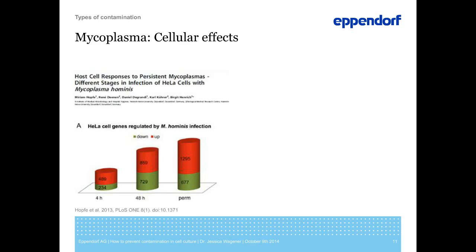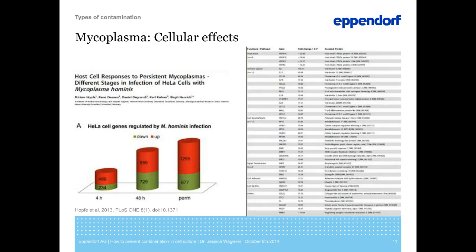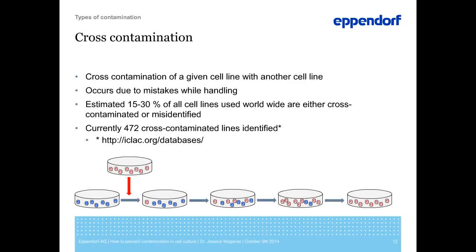And I just want to briefly show you an extract of the list of genes that were identified. And I know it is hard to read, but let me tell you that the cellular effect was dramatic. The genes that were deregulated upon infection are associated with signal transduction pathways, immune responses, cell cycle regulation, cell growth, and other cellular functions. So I think that we can all agree that Mycoplasma contamination can have dramatic effects on cell cultures. Now I want to switch to a completely different type of contamination.